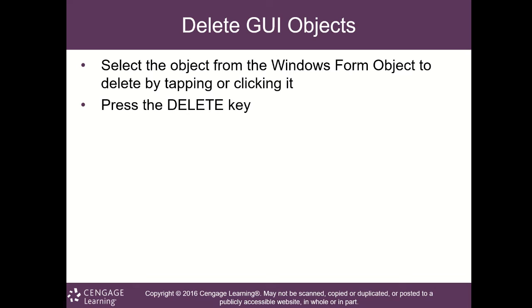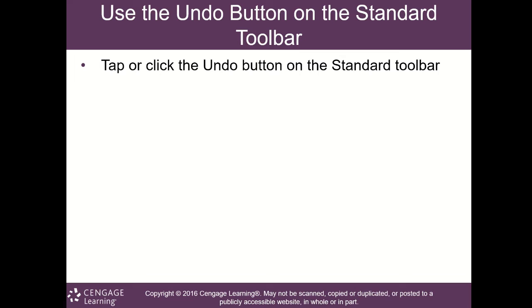If you want to delete a GUI object, select the object in the Windows form and press the delete key. And also you could use the undo button on the standard toolbar as well.